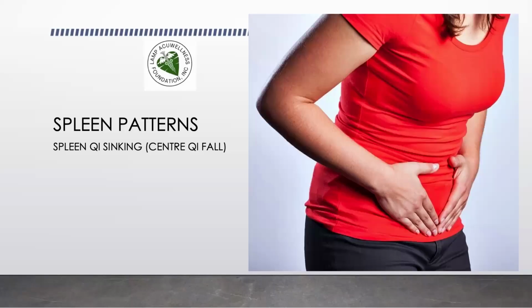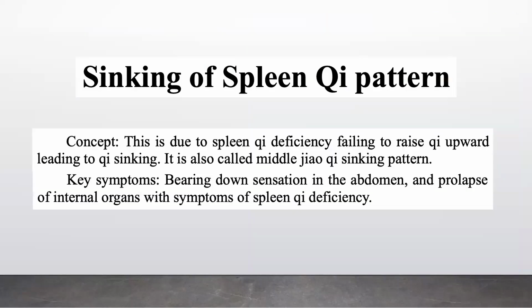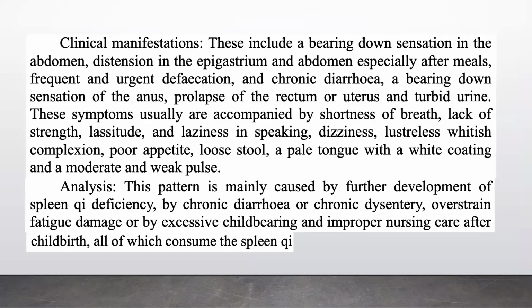Let's discuss spleen chi sinking or center chi fall. This is due to spleen chi deficiency failing to raise chi upward, leading to chi sinking. It is also called middle jiao chi sinking pattern. Key symptoms: bearing down sensation in the abdomen and prolapse of internal organs with symptoms of spleen chi deficiency.